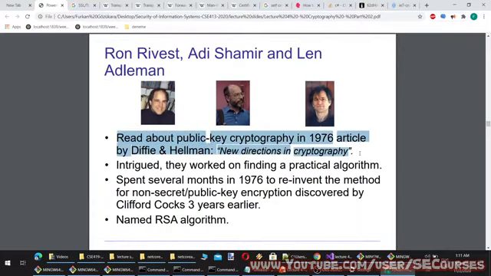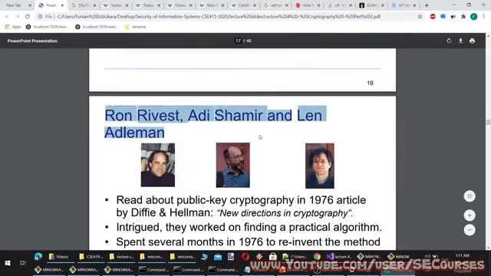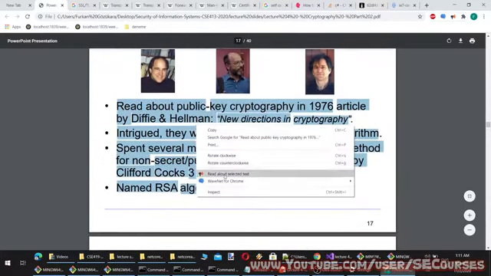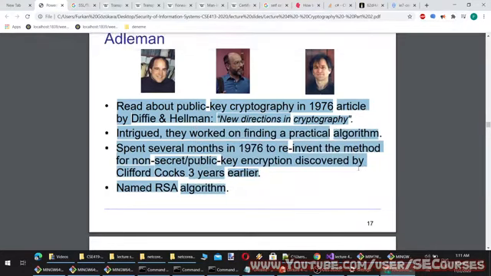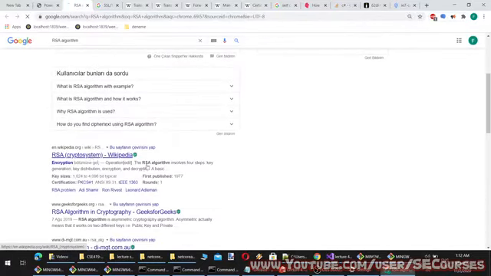Okay, you can read about this. Let's read them. Ron Rivest, Adi Shamir and Len Adleman read about public key cryptography in the 1976 article by Diffie and Hellman, New Directions in Cryptography. Intrigued, they worked on finding a practical algorithm. They spent several months in 1976 to reinvent the method for non-secret public key encryption discovered by Clifford Cocks 3 years earlier. Named the RSA algorithm. So let's search for the RSA algorithm.